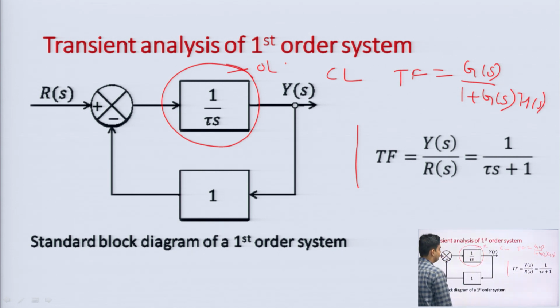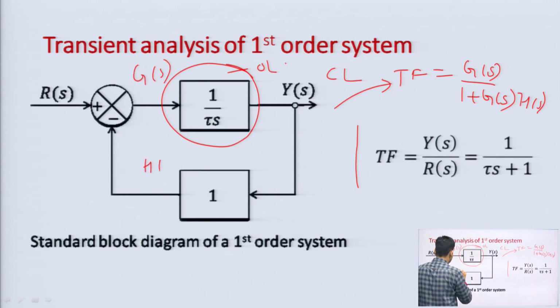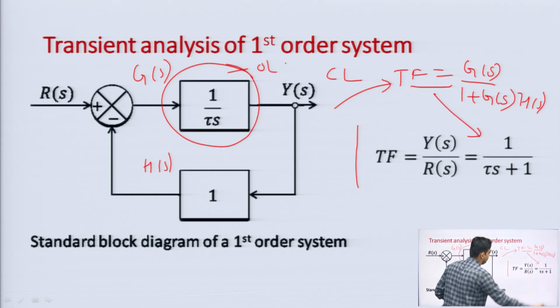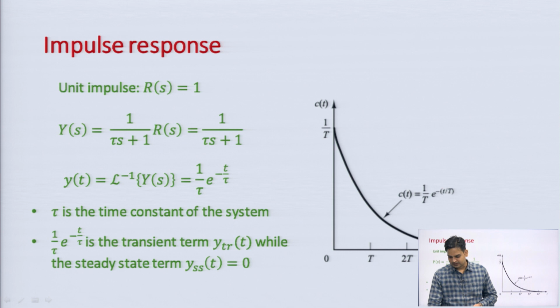From this expression, G s is known to me and H s is unity. If I calculate the transfer function, I will get 1 over 1 plus s tau. So, this is the standard block of a first order system. In this system we will apply our standard test inputs, like impulse, step and parabolic, and see what the response would be.